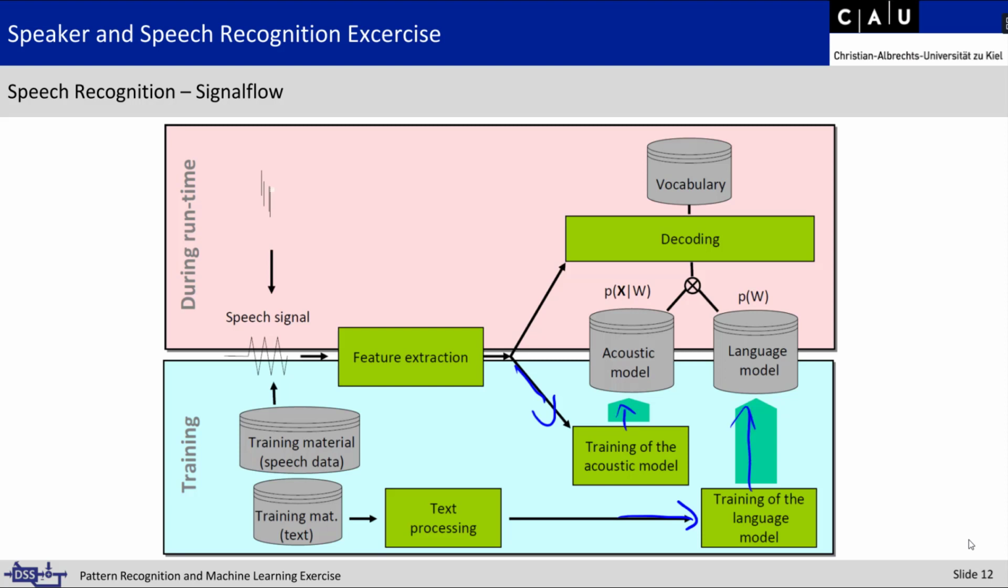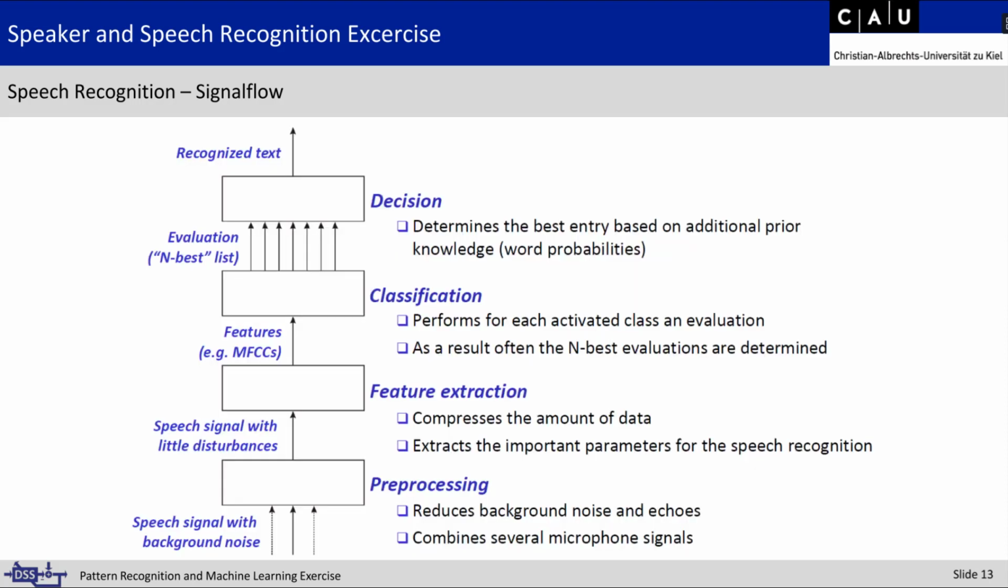Of course, the speech signal will train the acoustic model, and the language or the text data will train the language model. And that's pretty much it for training. Afterwards, we just combine it and look at the output. This is the more detailed, signal processing way of our speech recognition.